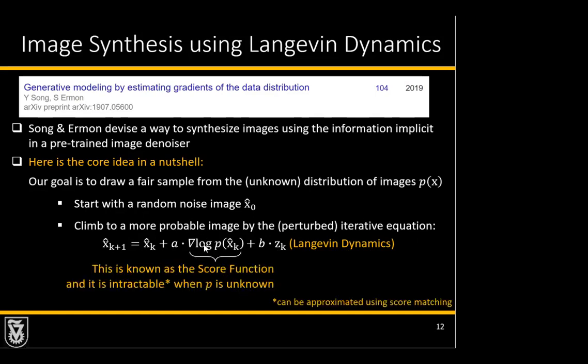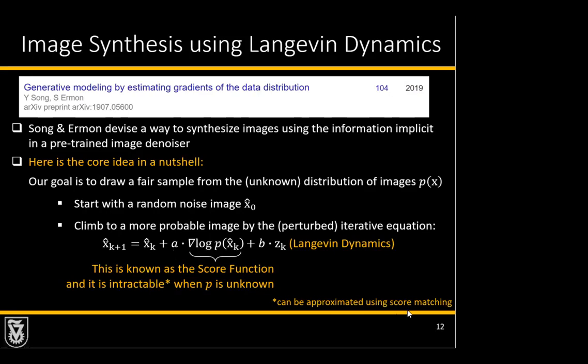Now, this gradient of the log of the probability has a name. It is known as the score function. And when P is unknown and without any assumptions, it is generally intractable. Why do I say this? For example, we start with a random noise image, right? So the probability of the noise image being real should be 0 in the general case. And log of 0 is not even defined. So that's why the score function is intractable, among other reasons.